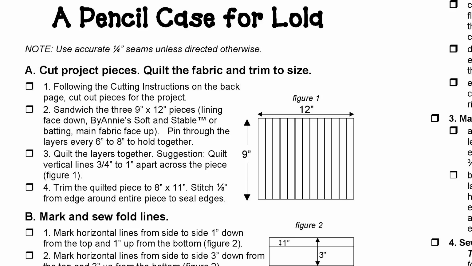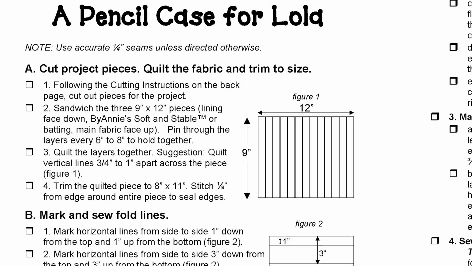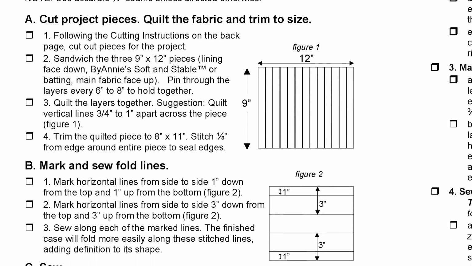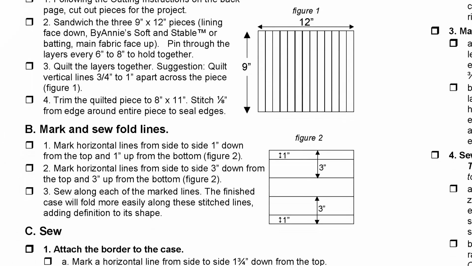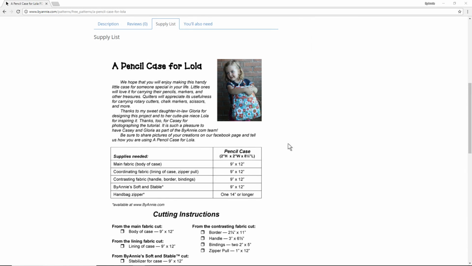Please know that when you buy a pattern from ByAnnie.com, you are buying a set of instructions that teaches you how to make it. You'll need to buy everything else separately, from fabric to soft and stable and beyond. To help you with this, we have highlighted ByAnnie branded products in the You'll Also Need tab.